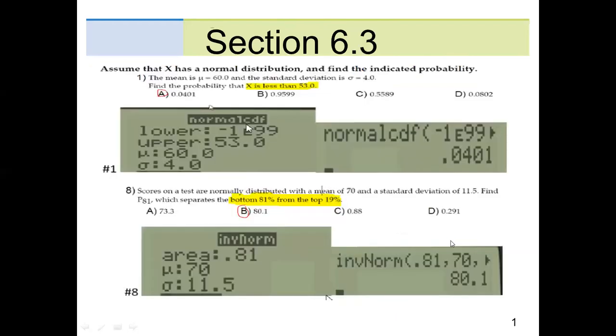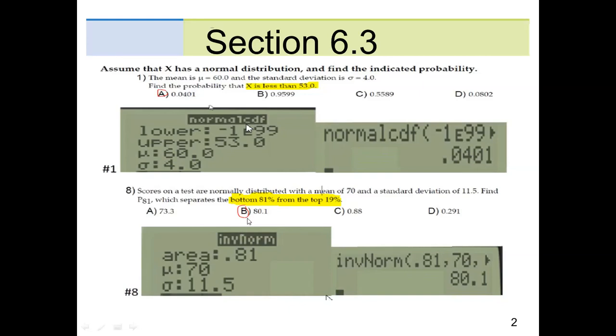All right, section 6.3, non-standard normal. Same idea. We're finding probabilities which relate to areas. We have a low limit, we have an upper limit. The mean in this case is not 0. In this case, it's 60. The standard deviation is 4. Put that in the calculator, it gives you the correct probability.